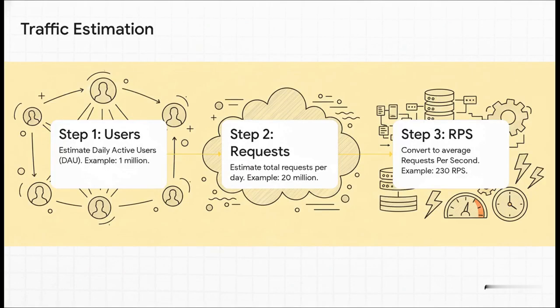Okay, let's throw out a number. Let's say we're hoping for 1 million daily active users. And maybe each user makes about 20 requests a day. Clicking around, loading pages. That gives us 20 million requests in total. If we break that down, it averages out to about 230 requests every single second. Seems simple enough, right?